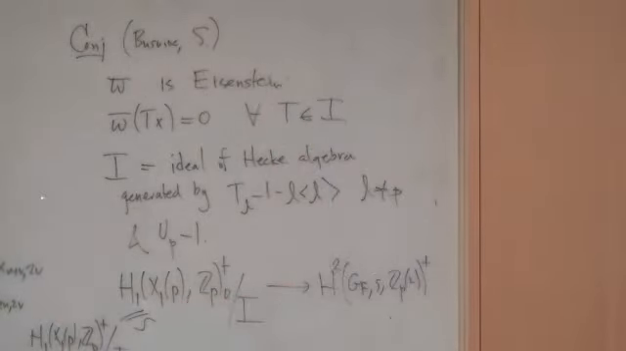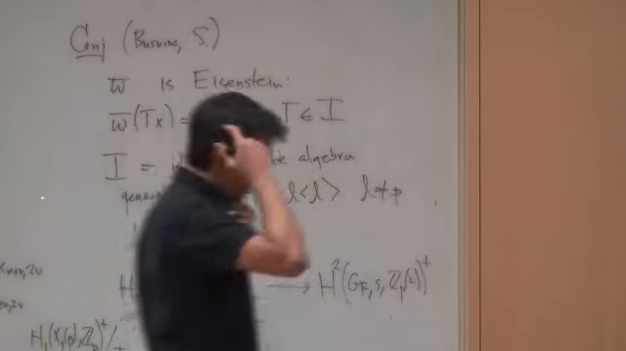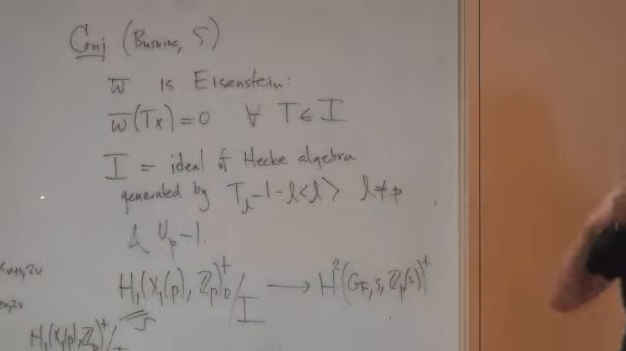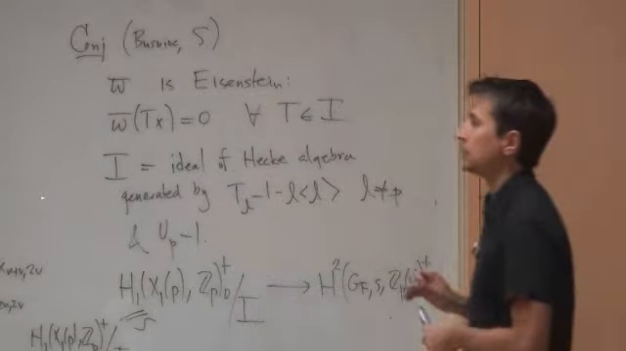So, Kato has an Euler system of these cup products of Siegel units, which are called Beilinson elements.